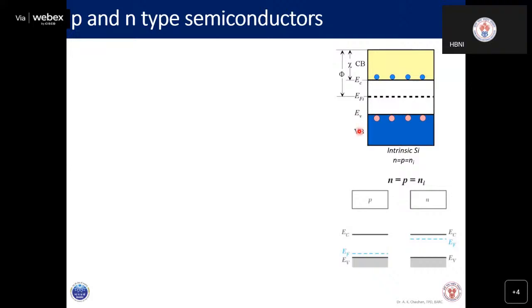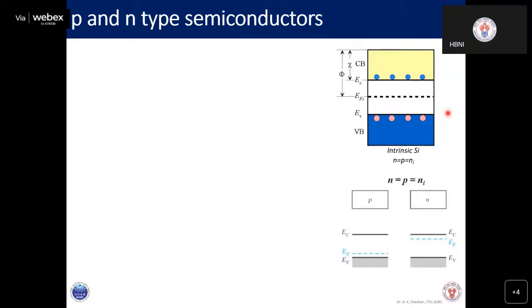So what are these different values? This is EV, as I already explained. This is the top of the valence band. EC is the bottom of the conduction band, and EFI is the Fermi energy for the intrinsic semiconductor.